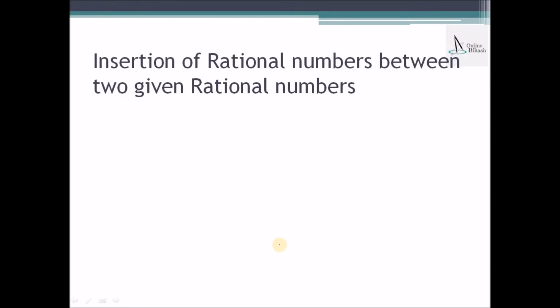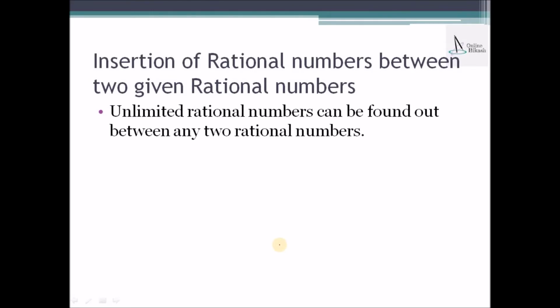Now, insertion of rational numbers between two given rational numbers. Unlimited rational numbers can be found between any two rational numbers. Now, if I ask you how many numbers you can insert between 2 and 5, say I'm saying natural numbers, not rational numbers. Between 2 and 5, how many natural numbers are there? 3, 4. These two natural numbers are there in between 2 and 5. But in case of rational numbers, you can find unlimited rational numbers in between any two rational numbers. How to find them, we will discuss.